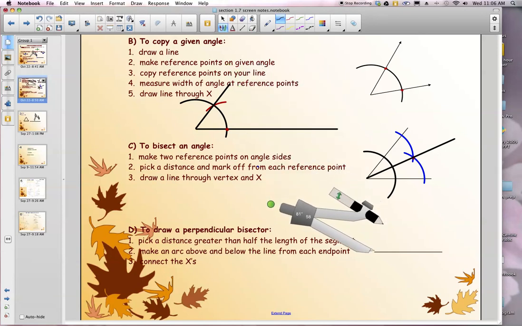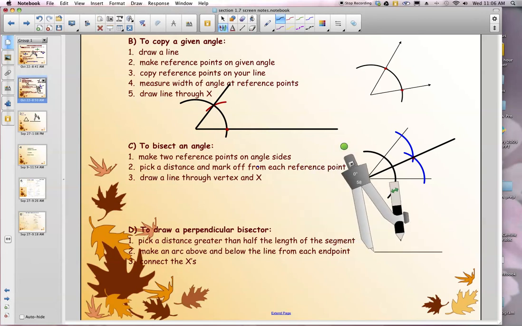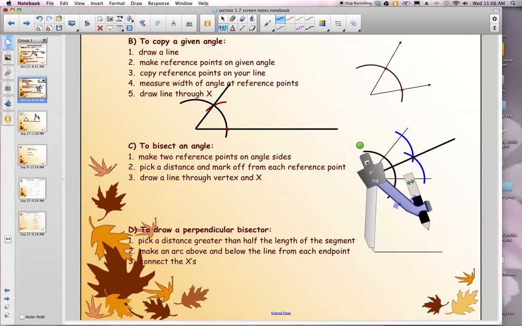So what you're going to do is, the very first thing you have to do, spread out your compass so that it's bigger than half of the segment. You can make it the same length as the segment or longer. You can make it as big as you want, but it has to be bigger than half, otherwise it won't work. So I make it at least 3/4 to the full length.